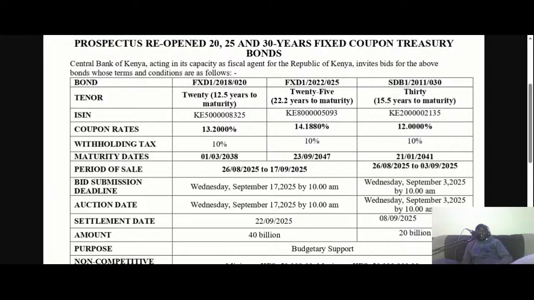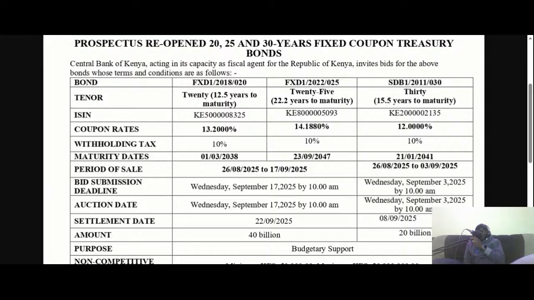I'm now on the FXD1/2022/025. Again, it is a bond that is taxable that was issued in 2022, and the original tenor for this particular bond was 25 years. Now, the tenor remaining to maturity is 22.2 years, simply because it was issued in 2022. We are in 2025, so two and some months have passed. So the remaining tenor to maturity is 22.2 years. So we are talking quite a long-term investment, because 22.2 years is not a short time.